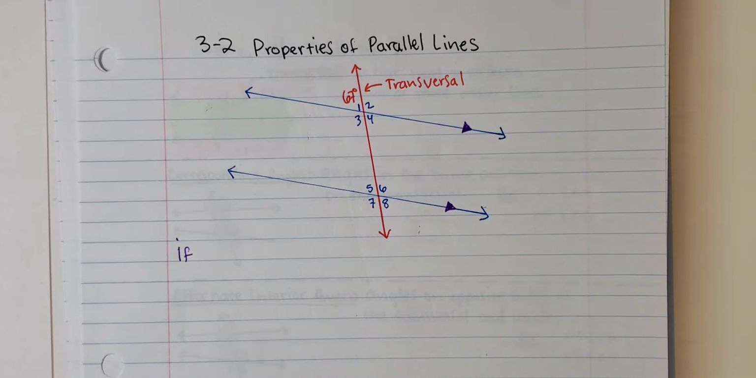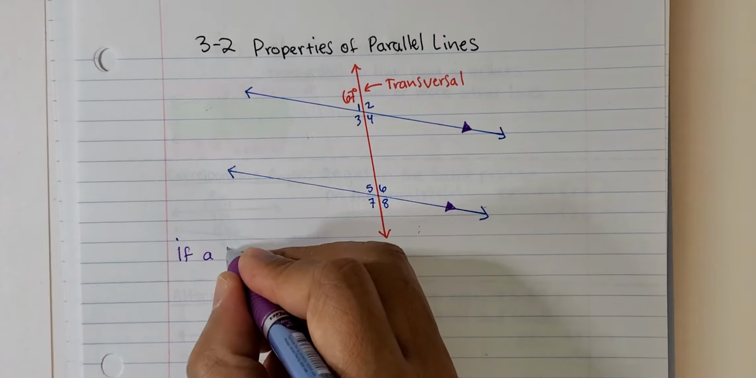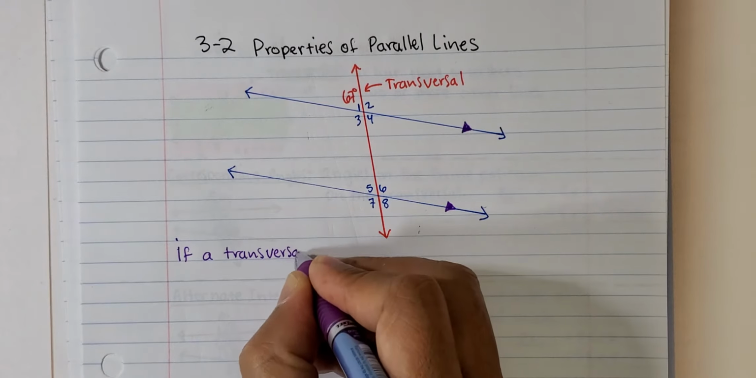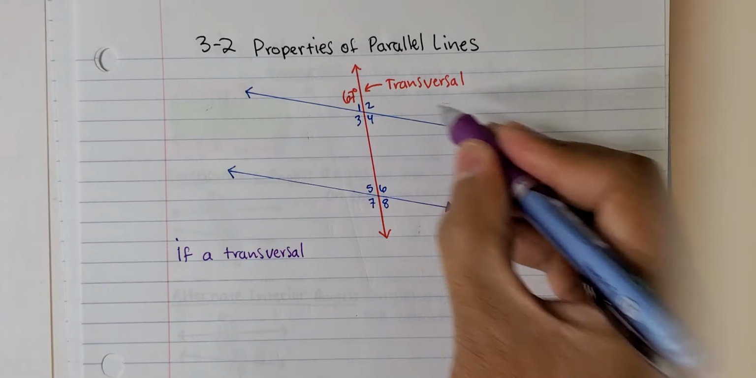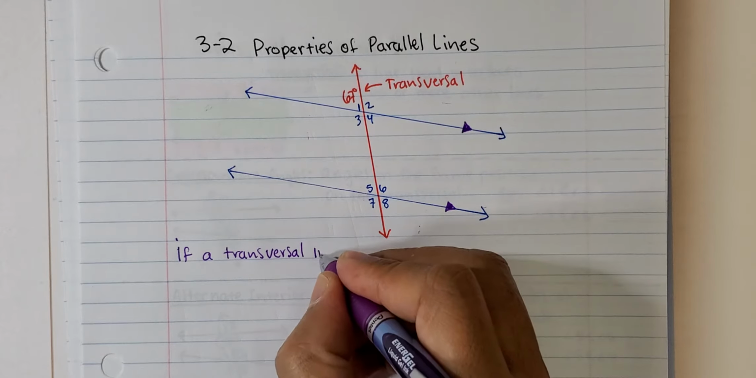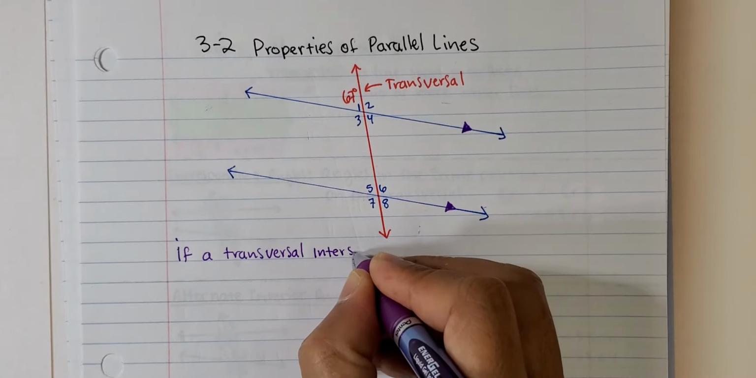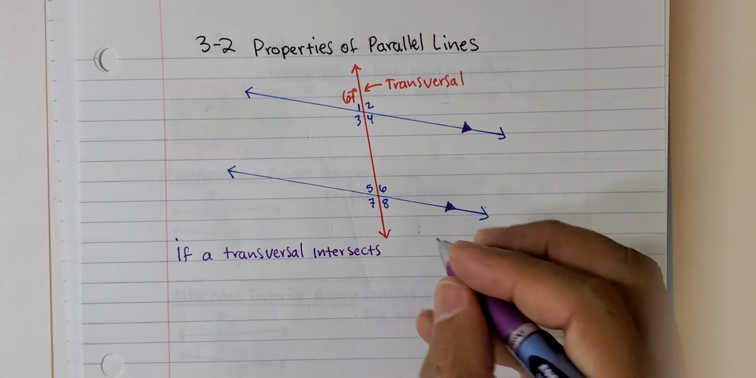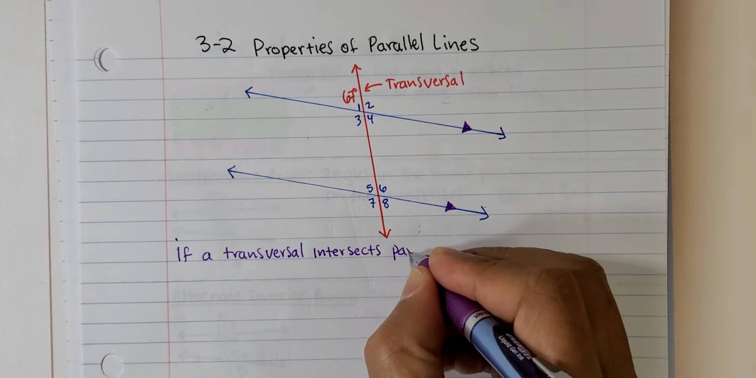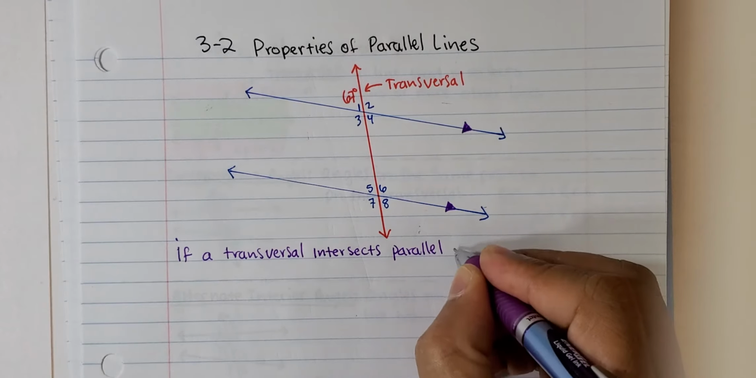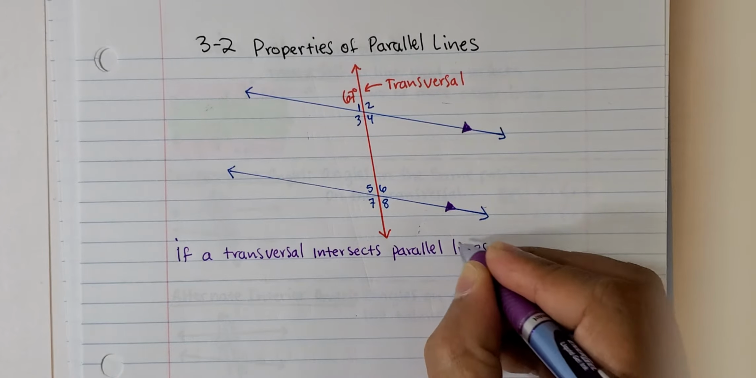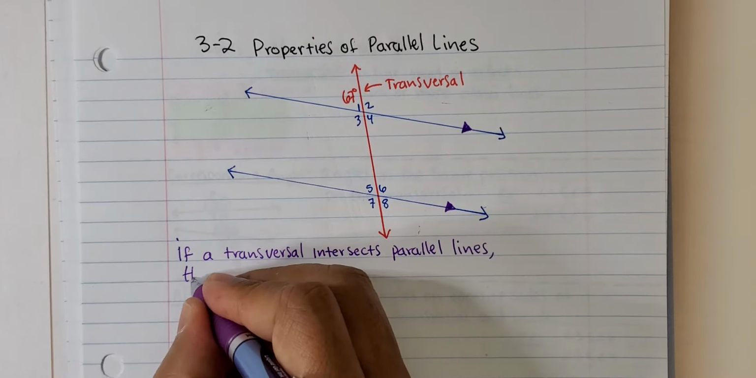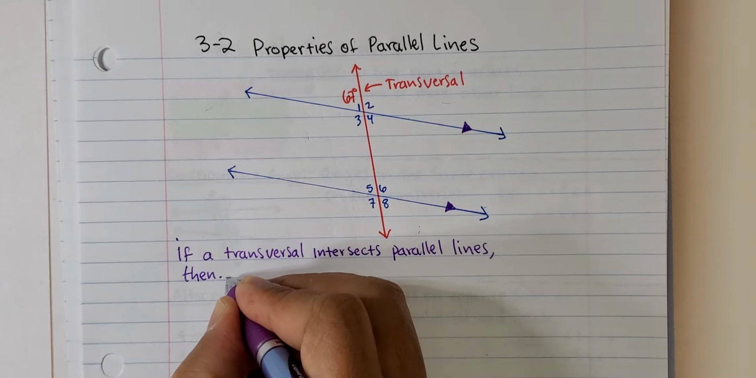If a transversal, which is what this is, intersects, which is a fancy word for cuts, parallel lines, then this is what happens. So we get all of these properties here.